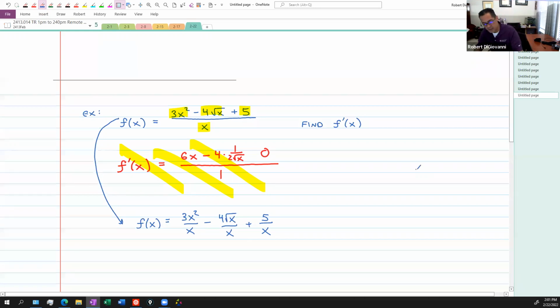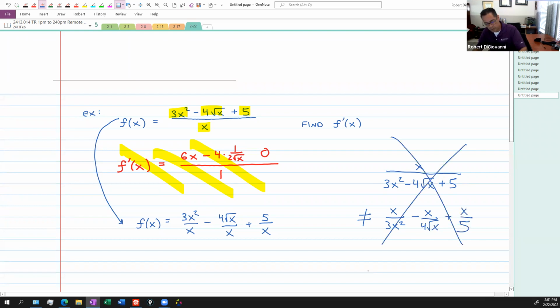I guess what I'm saying is this. If you were to write it this way, this cannot be split up into three fractions. This does not become x over 3x squared, x over 4 root x, and then plus x over 5. This is completely wrong. You are only allowed to split a fraction up if you have a single term in the denominator. Do you all agree with that? Do y'all understand why you're allowed to do that? Yes?